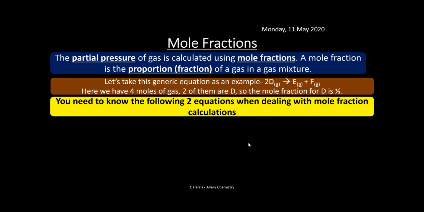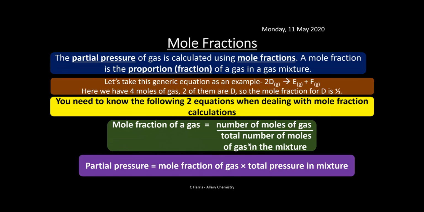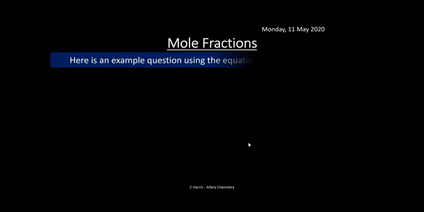So you need to know the following 2 equations when dealing with mole fraction calculations. So the first one is the mole fraction of a gas is the number of moles of gas divided by the total number of moles of gas in the mixture. And then the partial pressure is just the mole fraction of the gas that we've just seen in the previous equation, multiplied by the total pressure in the mixture. Okay, so there's 2 there. So let's look at some examples here.